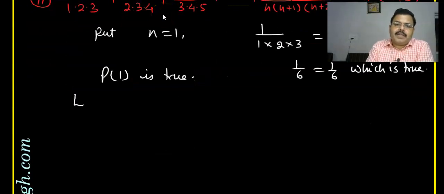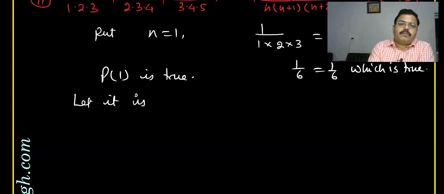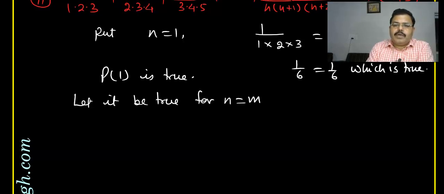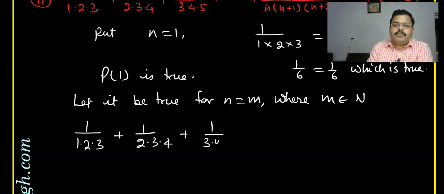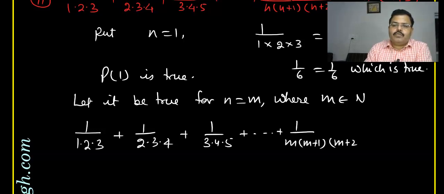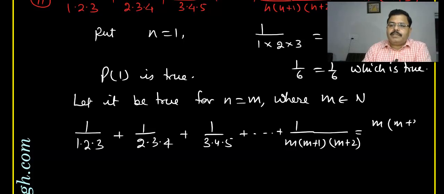Again, you write the same thing. Let it be true for n is equal to m, where m belongs to N, some natural number. So what will happen in that case? 1, 2, 3 plus 2, 3, 4 plus 3, 4, 5 plus like 1 upon m into m plus 1, m plus 2. Then the result will be m into m plus 3 divided by 4, m plus 1 and m plus 2. So this can be considered as equation 1.